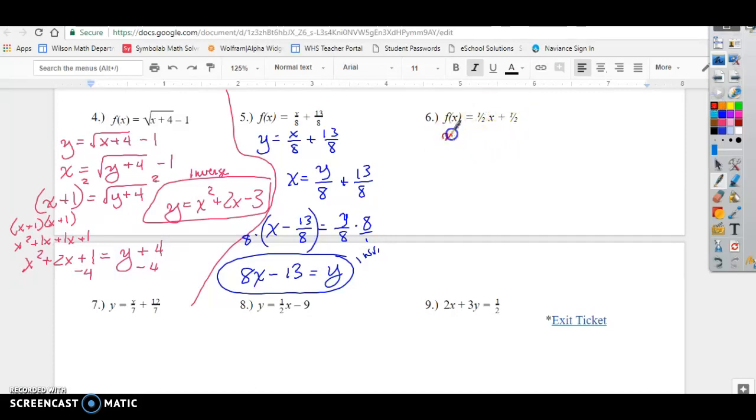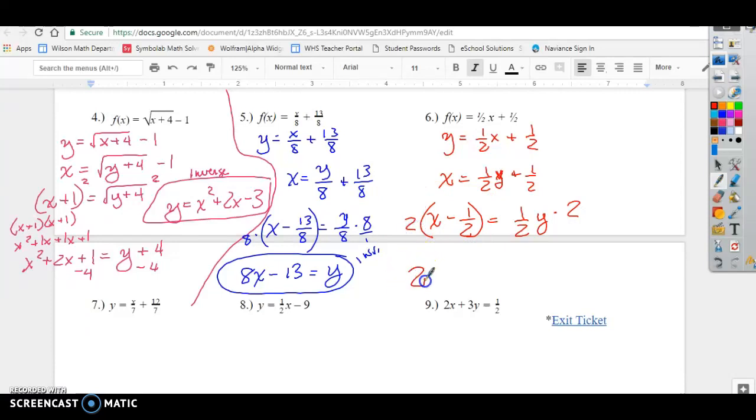Moving along, remember y equals 1/2 x plus 1/2. Switch your x and y. Okay, so this is y now. I'm going to subtract the 1/2 over, just like I did in the last one. And now I want half y to be regular y, so multiply both sides by 2. So we have 2x minus 1 equals 1y. There's your inverse again.